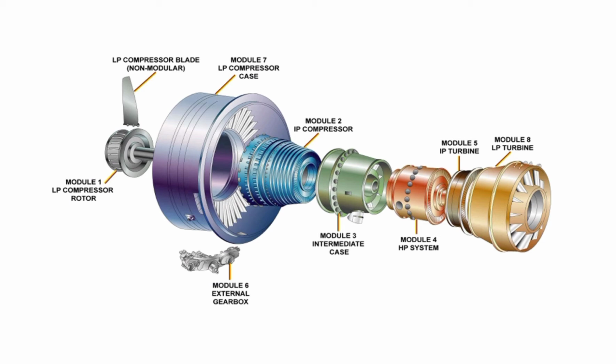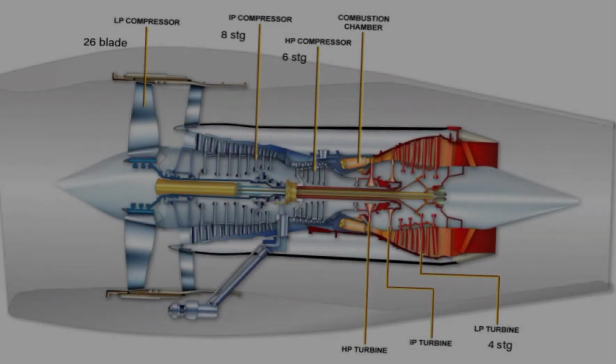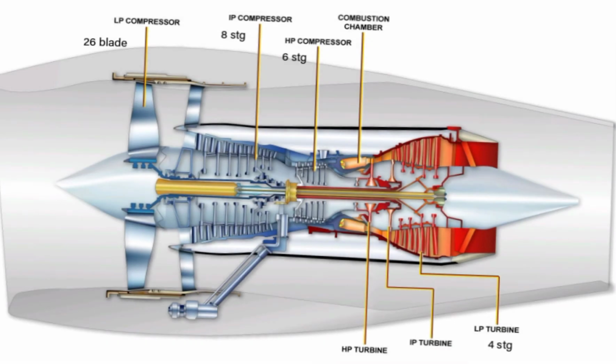Point 4. High pressure HP system. This includes the HP compressor, the combustion system and the HP turbine. Point 5. IP turbine. Point 6. External gearbox. Point 7. LP compressor case. Point 8. LP turbine.